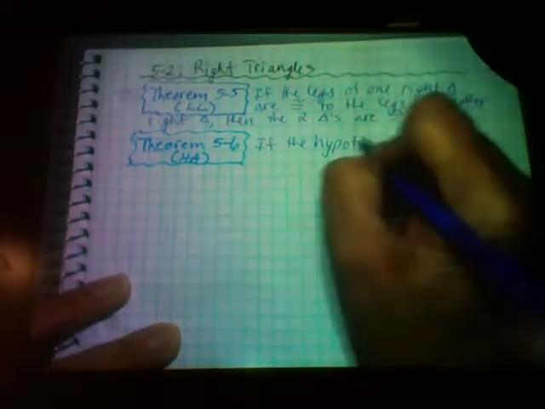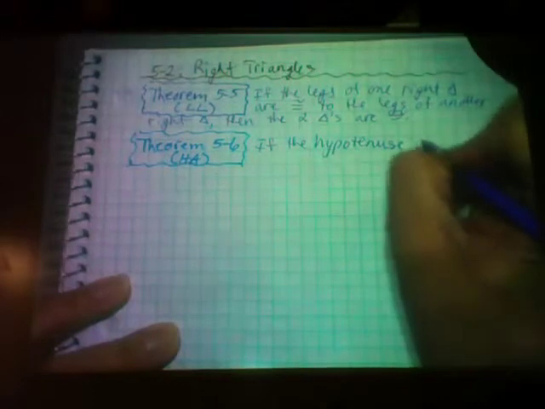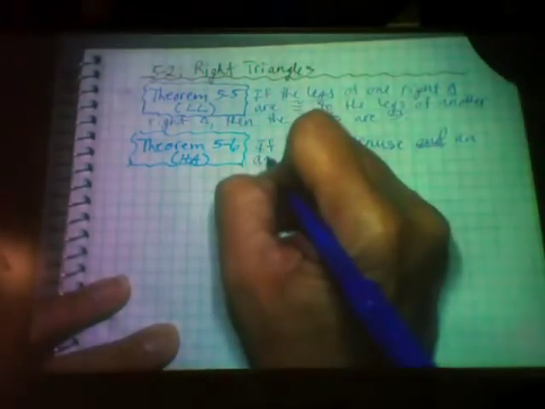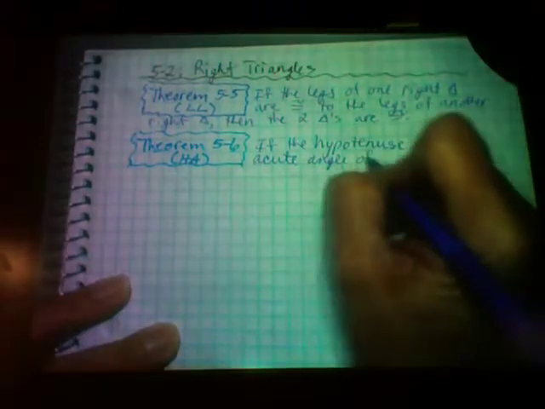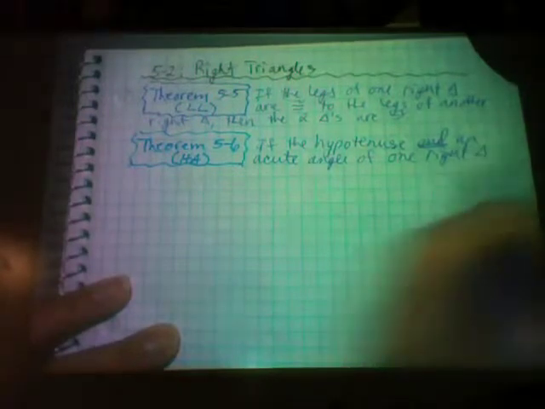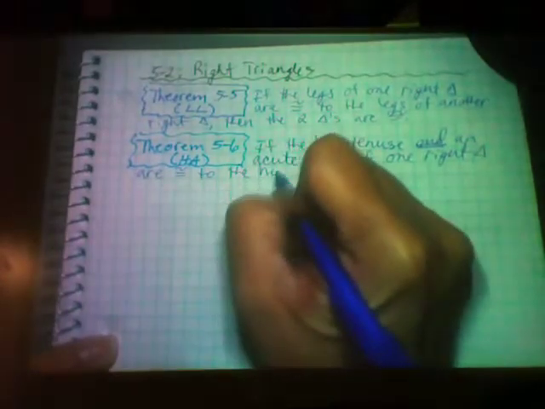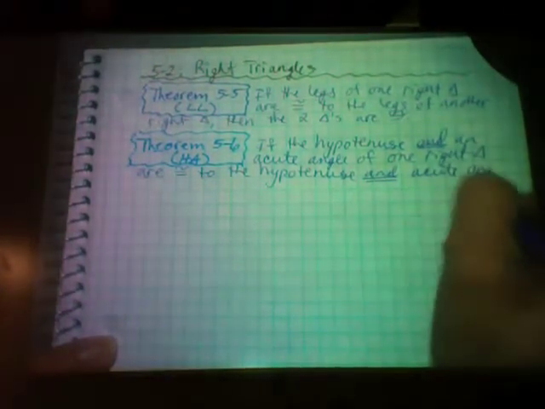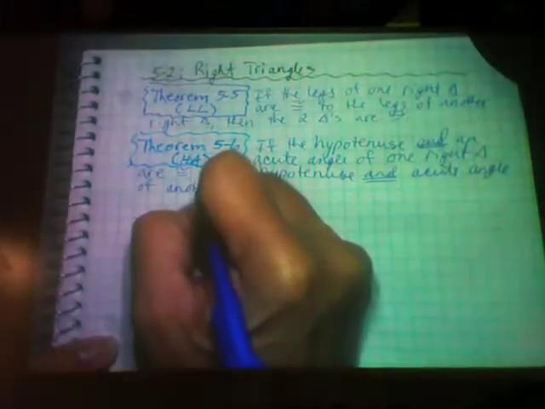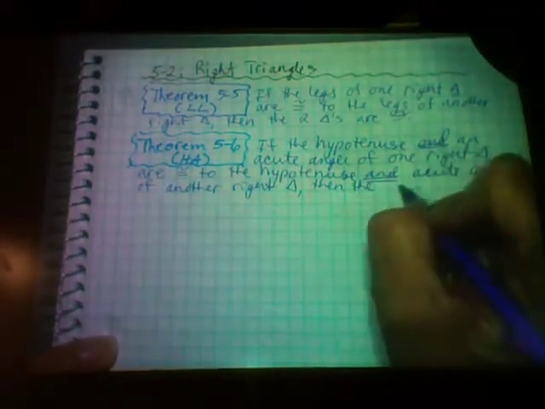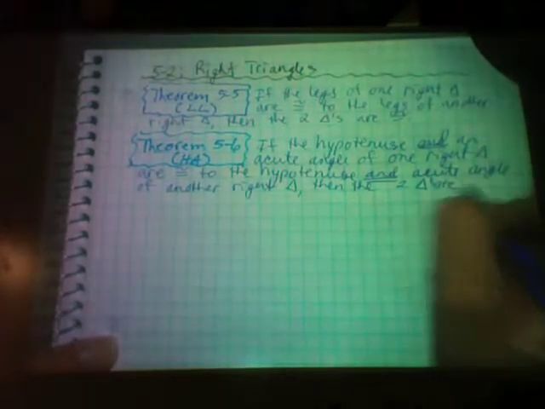So if the hypotenuse and an acute angle of one right triangle are congruent to the hypotenuse and acute angle of another right triangle, then, oops, I'm running out of room there, the two triangles are congruent.